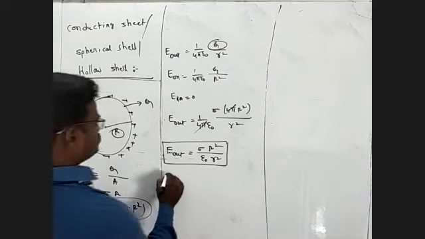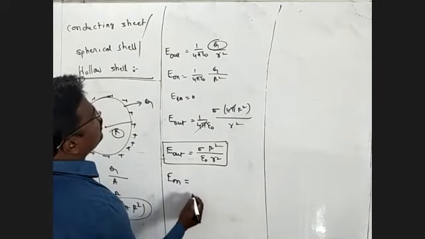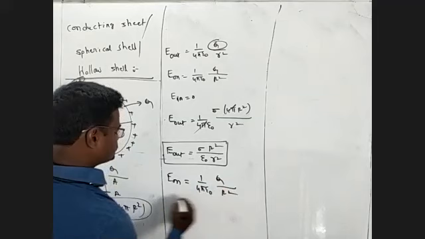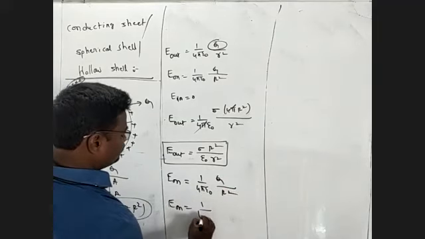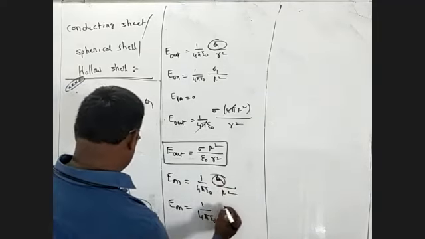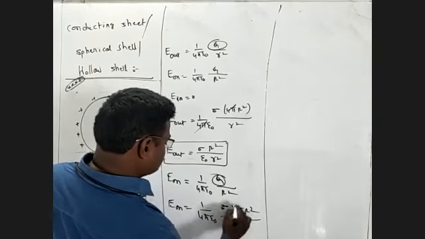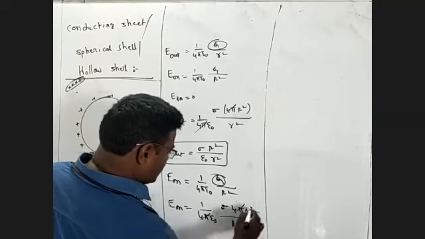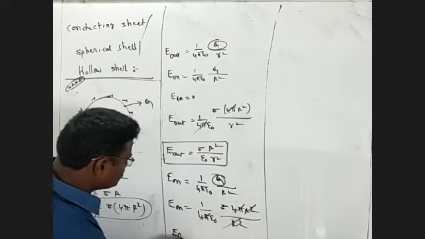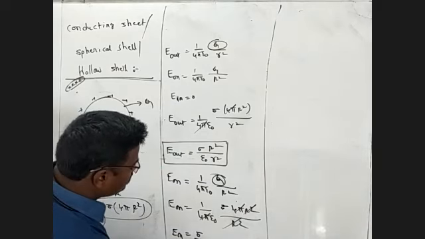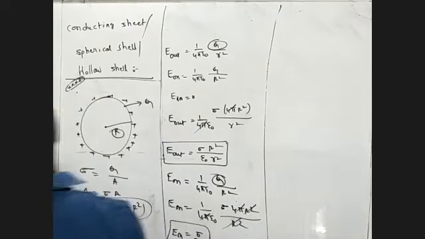Next, this is E out. E on is equal to 1 by 4 pi epsilon naught capital Q by capital R square. E on is equal to 1 by 4 pi epsilon naught, Q means sigma 4 pi R square by R square. 4 pi cancel each other, R square cancel each other. E on is equal to sigma by epsilon. That is the value.